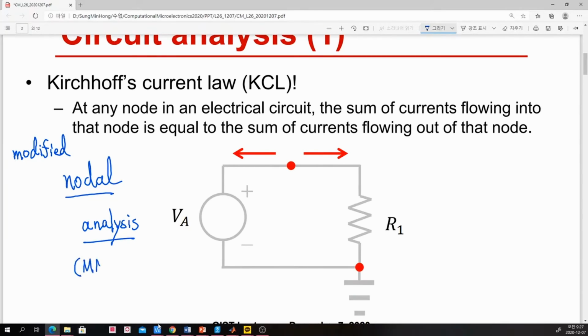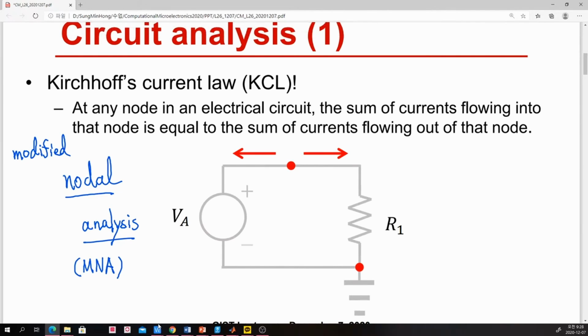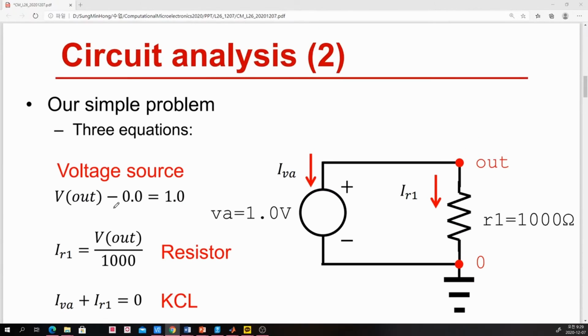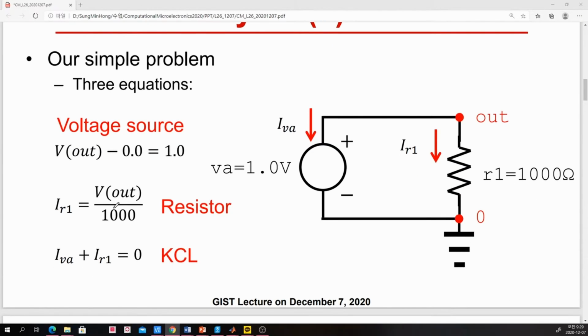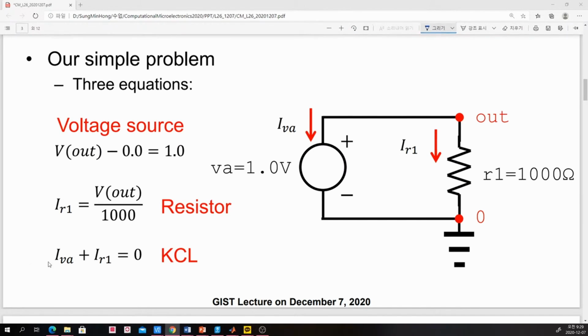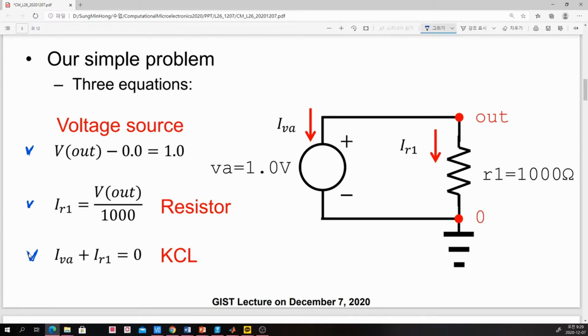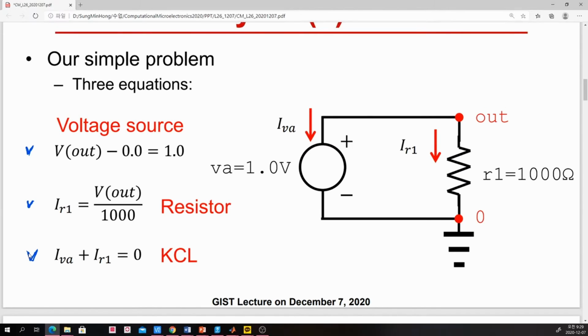So MNA is the one you have to consider. However, we will not talk about it right now. We can go to the next slide. That is exactly the same as what I have explained up to now. We have Kirchhoff's current law, supplemented by our element specific description.